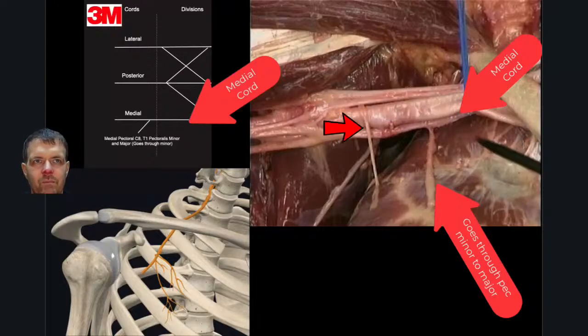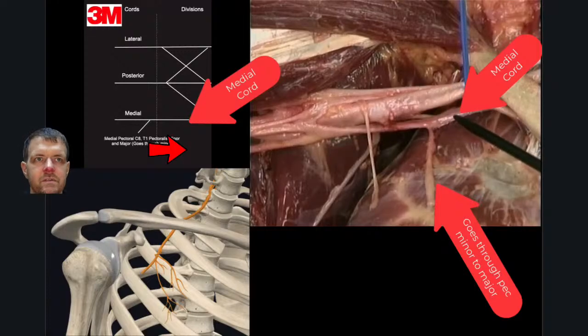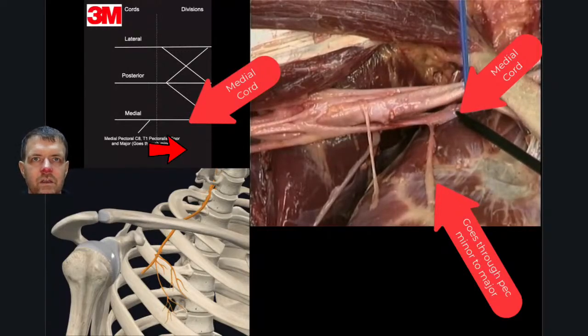Your nerves wrap around the blood vessel in the arm, so you've got what would be the subclavian artery, axillary artery, and then the brachial artery as it passes through. So medial cord is here, so that's what it looks like on the nice clean picture, and then in real life there's your medial cord just there, and it goes through pec minor to pec major. Okay, so we've got a branch coming off of there. Let's just follow this through. So there we go. So there's your medial cord.